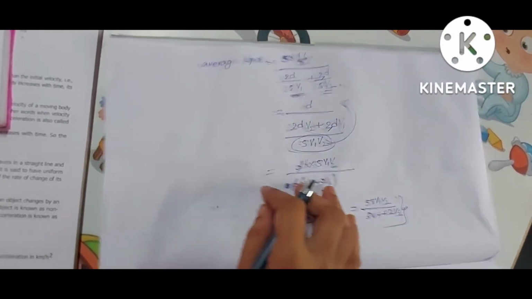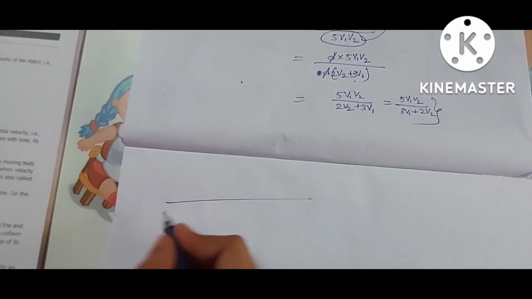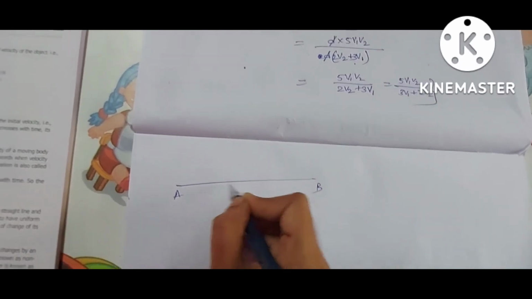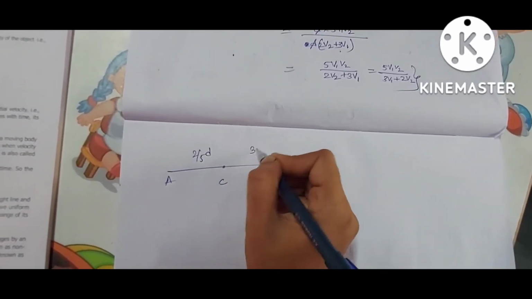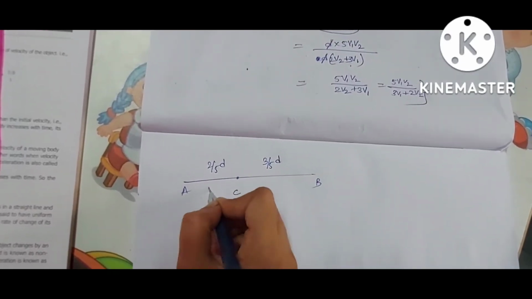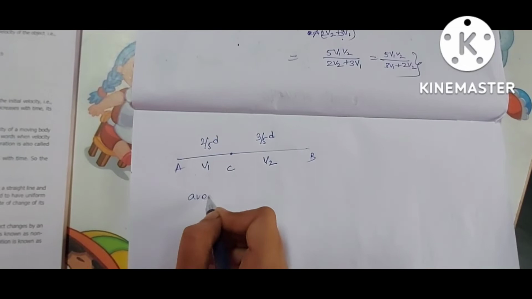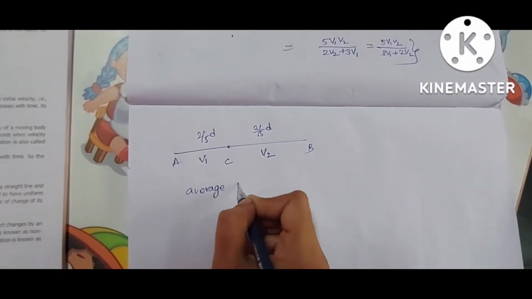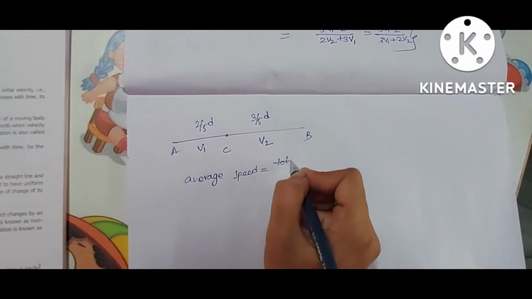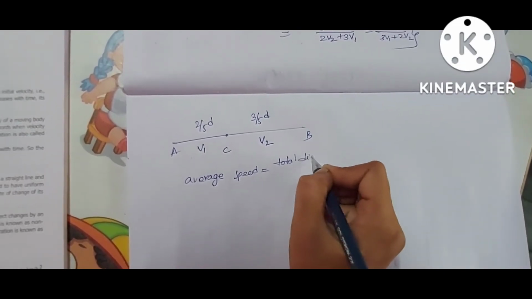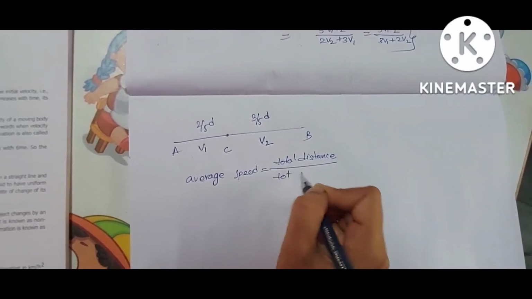Now let me tell you the short trick. What we had before: here we have A to B, and let me take the distance as D. It is 2 by 5 of D and it is 3 by 5 of D. It is V1 and it is V2. The general formula for average speed is what? Average speed is equal to total distance by total time taken.